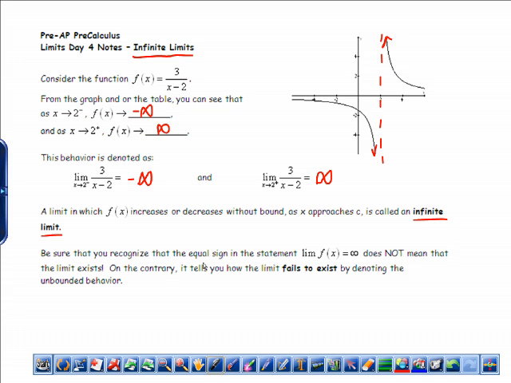It says be sure that you recognize that the equal sign in the statement does not, emphasis on the not, mean that the limit exists. On the contrary, it tells us that the limit fails to exist. So if you're thinking on the last quiz how you would have answered this D and E or does not exist, that would have been correct. So we're opening it up now. It's not that there's a contradiction, it's just that we're being more specific with what we mean by this limit fails to exist.